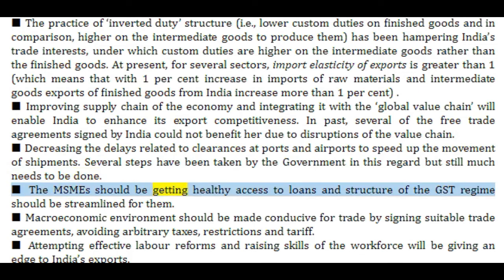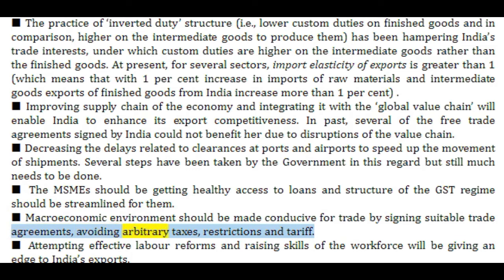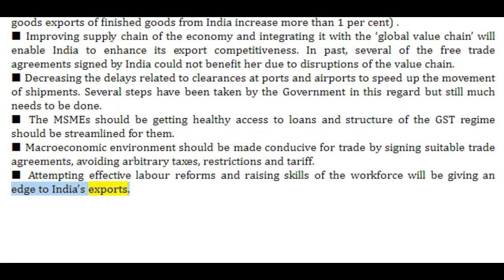The MSMEs should be getting healthy access to loans and the structure of the GST regime should be streamlined for them. The macroeconomic environment should be made conducive for trade by signing suitable trade agreements, avoiding arbitrary taxes, restrictions and tariffs. Attempting effective labor reforms and raising skills of the workforce will give an edge to India's exports.